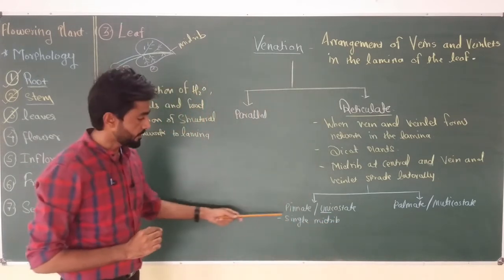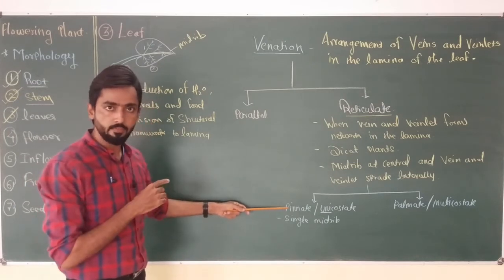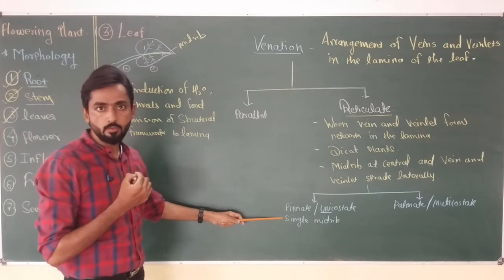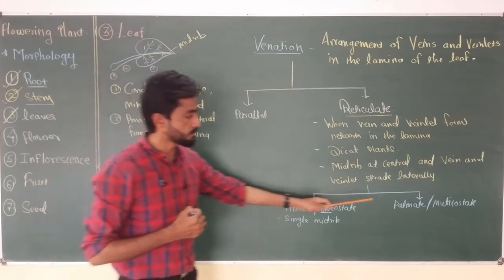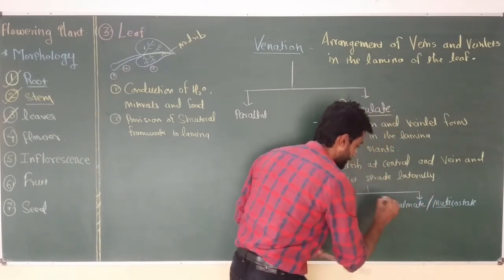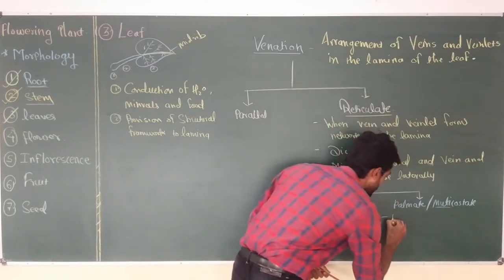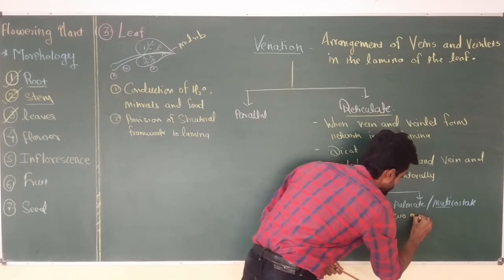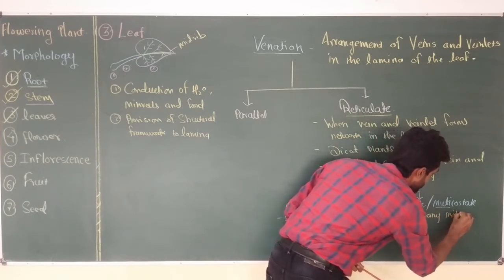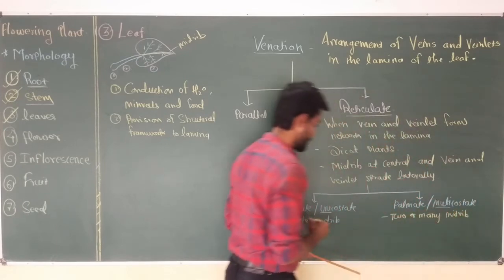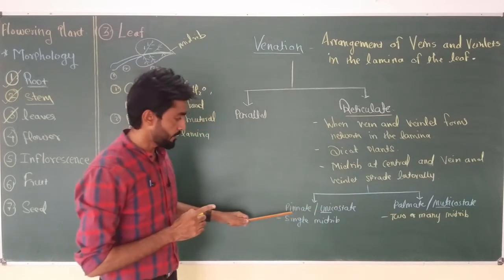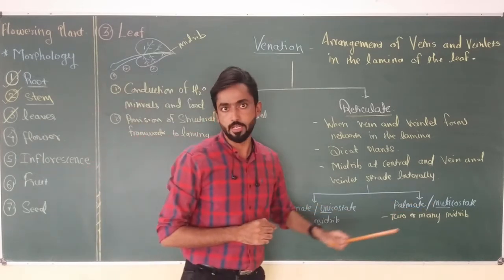Okay, that means the lamina in the leaf contains a single, middle, prominent vein, which is called the midrib. While in case of palmate or multicostate, two or many midribs are present. So this is the first important difference between unicostate and multicostate venation.